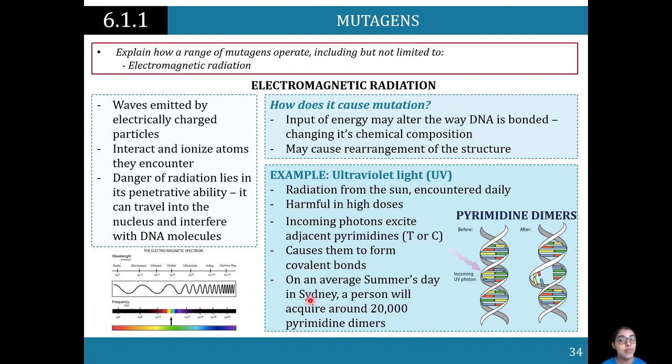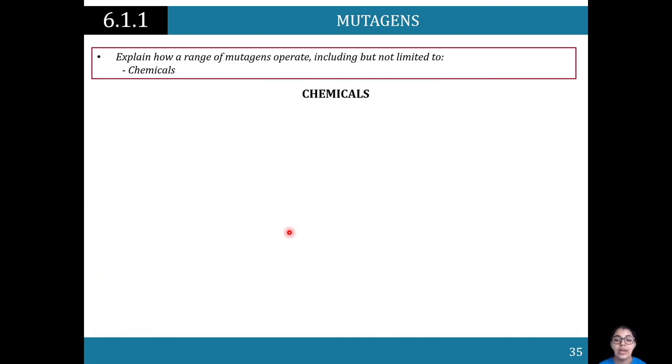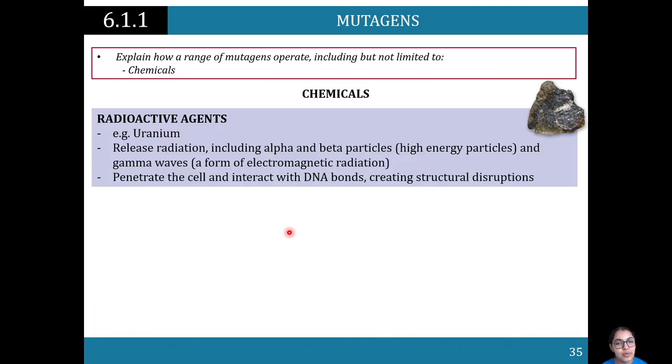There are lots of mutations that occur, but the thing here is that we do have our own repair systems that repair some of these changes. So we'll talk about what happens if those changes aren't repaired. But this is the first mutagen that we look at, electromagnetic radiation. Now let's have a look at chemicals. Chemicals are also mutagens.